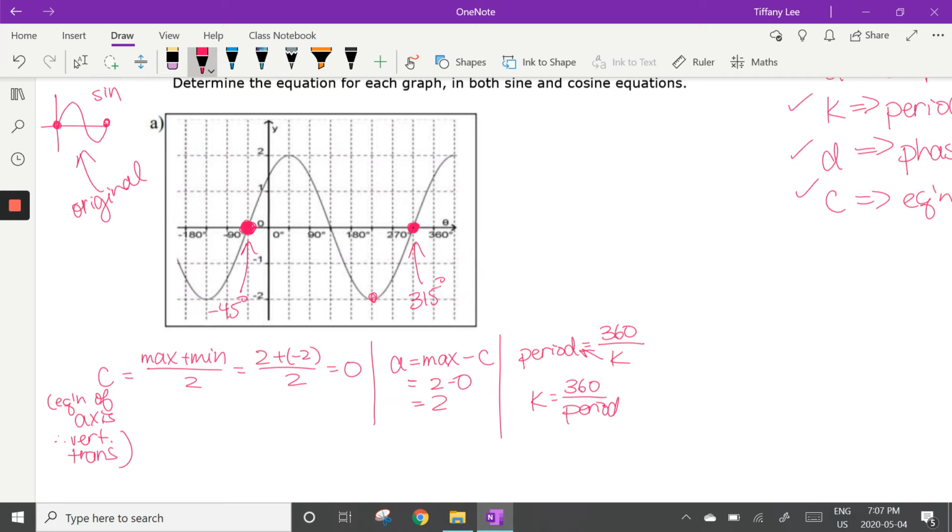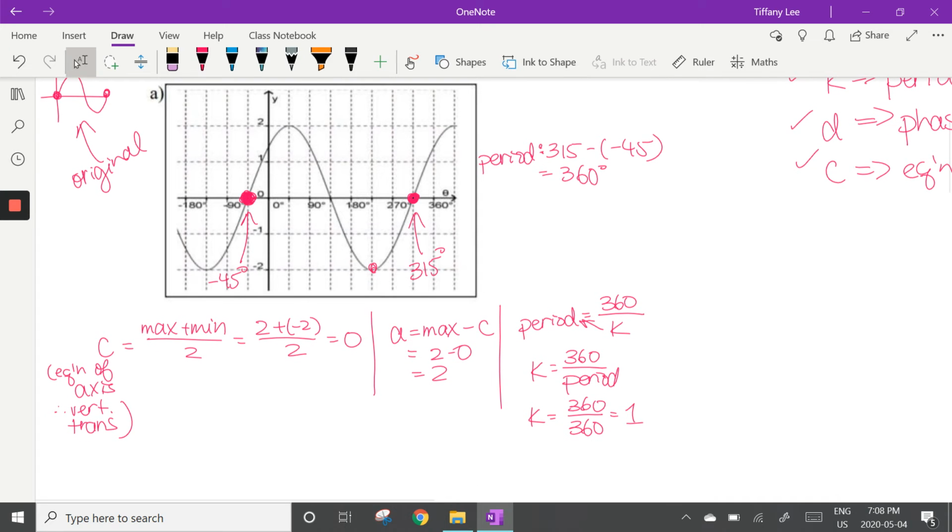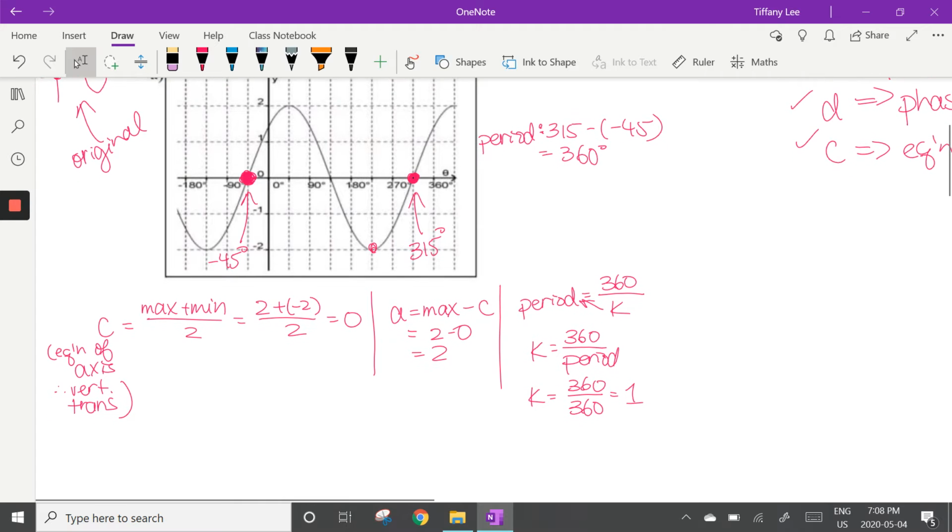So our period, we can do 315 minus negative 45, and that just equals 360 degrees. Then to solve for k, that's going to be 360 divided by 360, which equals 1. So that means in our graph there is no change in horizontal stretch or compression.